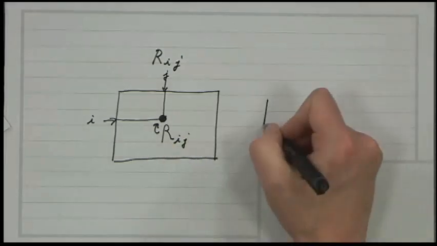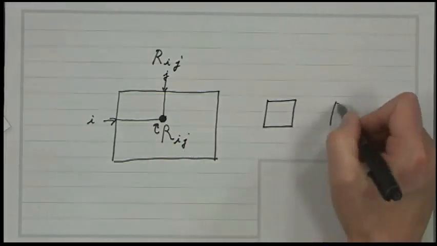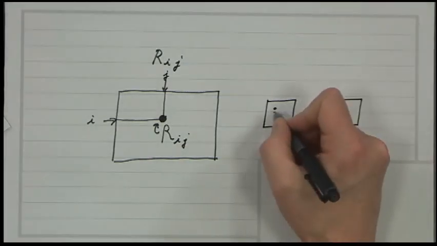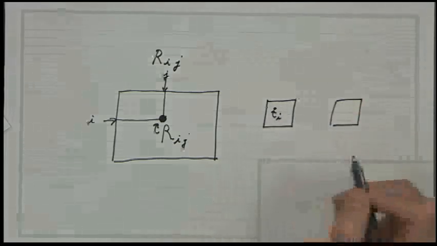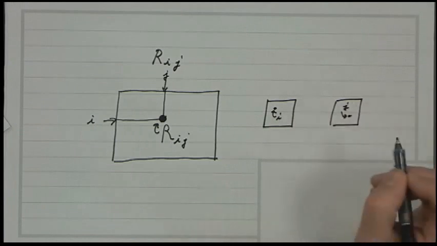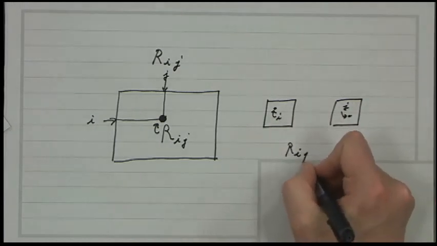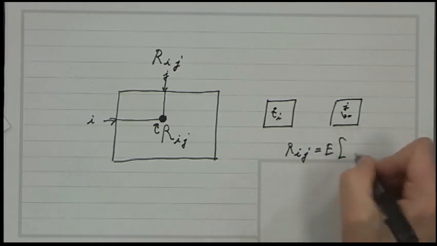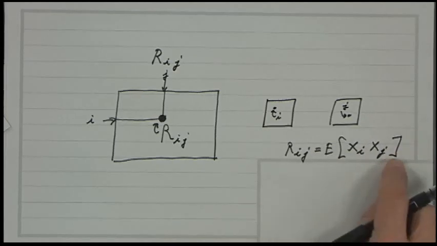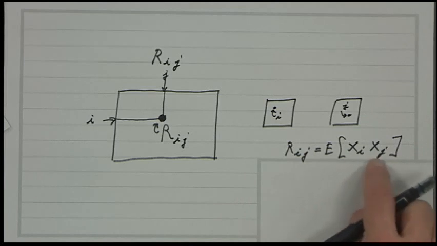So really, you can think of there being two images here. If I take the image, this is, say, the ith pixel in raster order, and this is the jth pixel in raster order, then R_ij is equal to the expected value of x_i times x_j, where i and j index the pixels in raster order. Now I'm assuming this is zero mean, which means you have to have taken the mean off first.